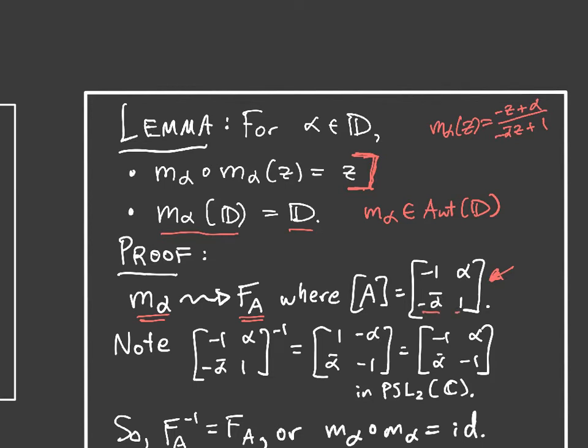And now I can compute the inverse of this within PSL2C, so I don't have to divide by determinants. I'm just switching the diagonal entries and putting negatives in front of the off-diagonal entries. And we can multiply everything by minus 1 inside of PSL2C. And we get that this inverse matrix is equivalent to the following, which was our original matrix. So that shows that m alpha inverse is m alpha.